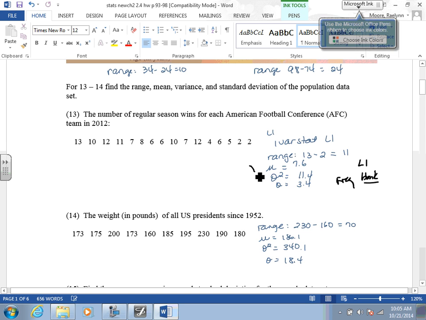The mean in your calculator is your x-bar. The standard deviation in your calculator is this guy, the sigma x.